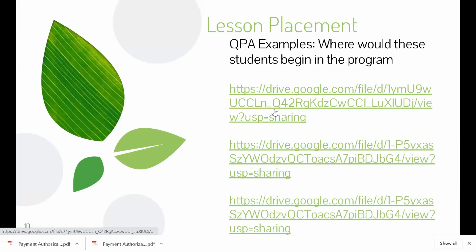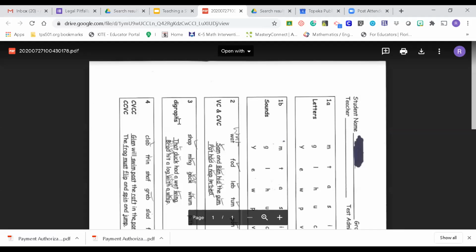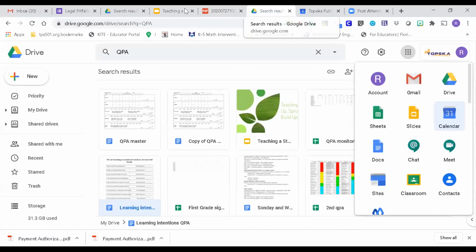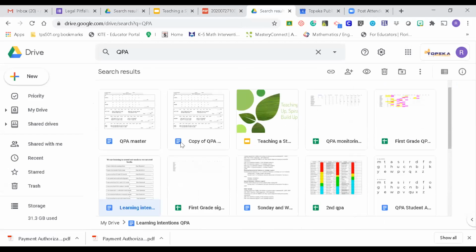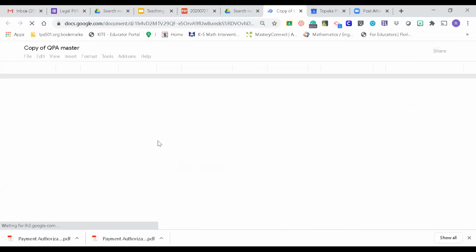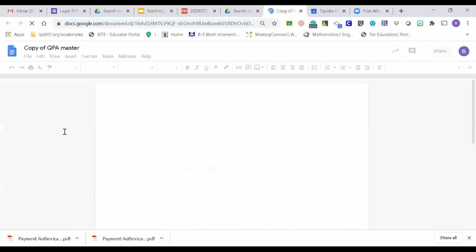So what we're going to do is just take a minute. I want to show you some examples of student work samples, as well as what this does. And of course it turns sideways. Okay, so here's what we're going to do. And don't you love it when you have all of your things open and they disappear?